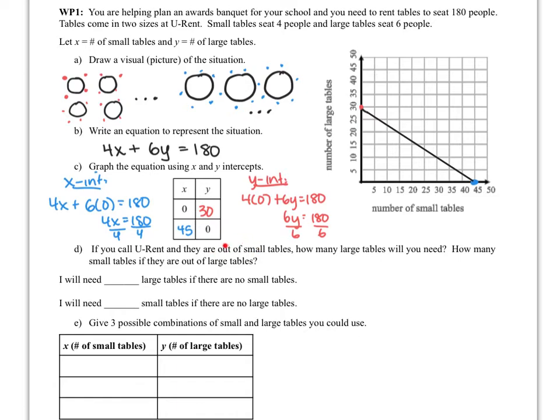So if they're out of small tables, that means that you have 0 small tables. So that would mean that you would need 30 large tables. So that's kind of the significance of that y-intercept. What that's saying is x, which is small, is 0, y, which is large, is 30. So we're saying 30 large if there are no small.